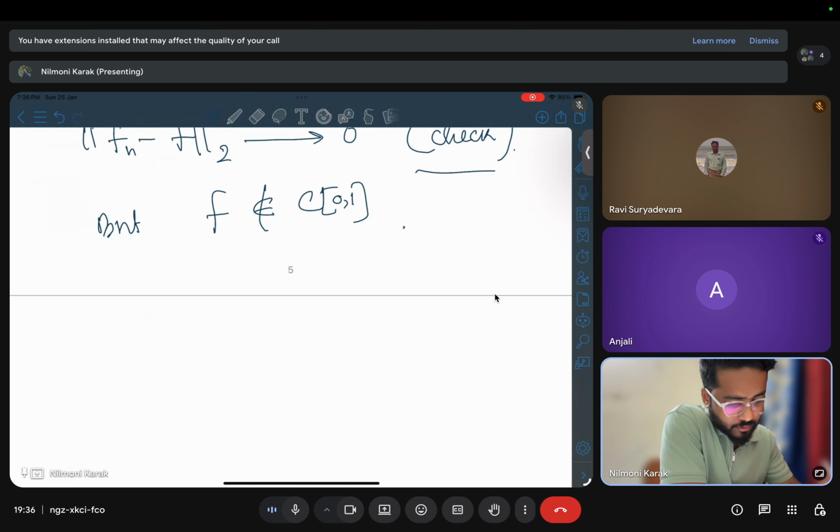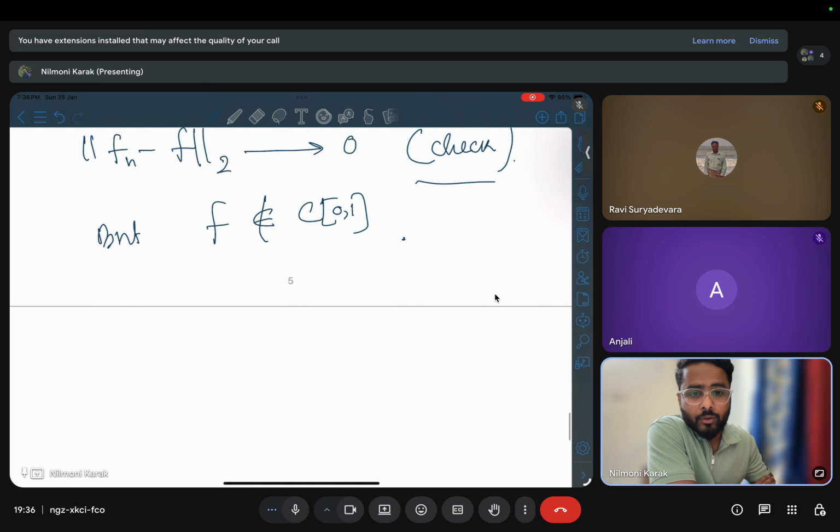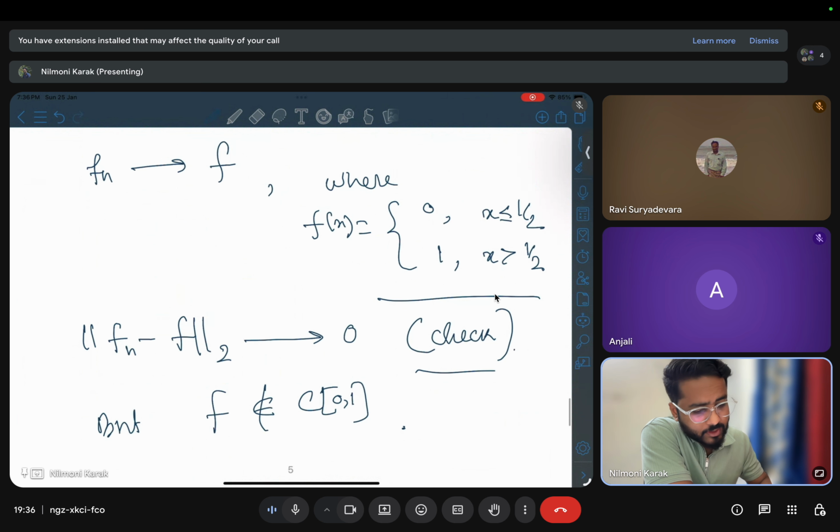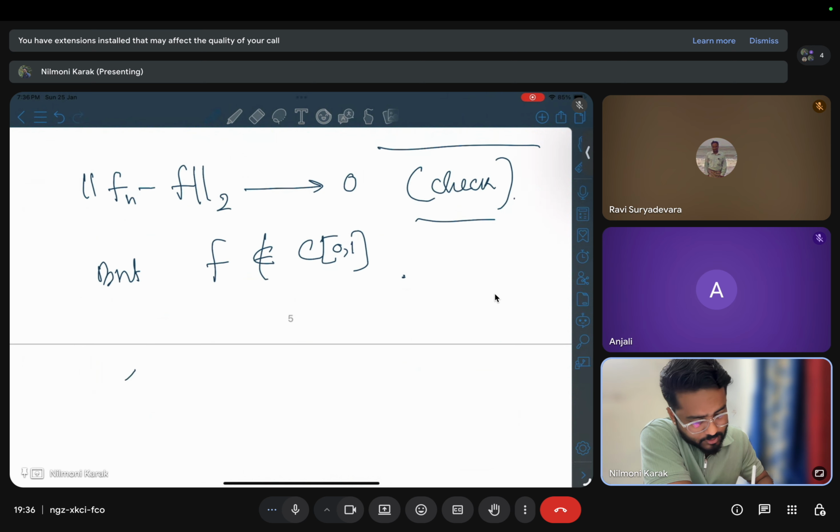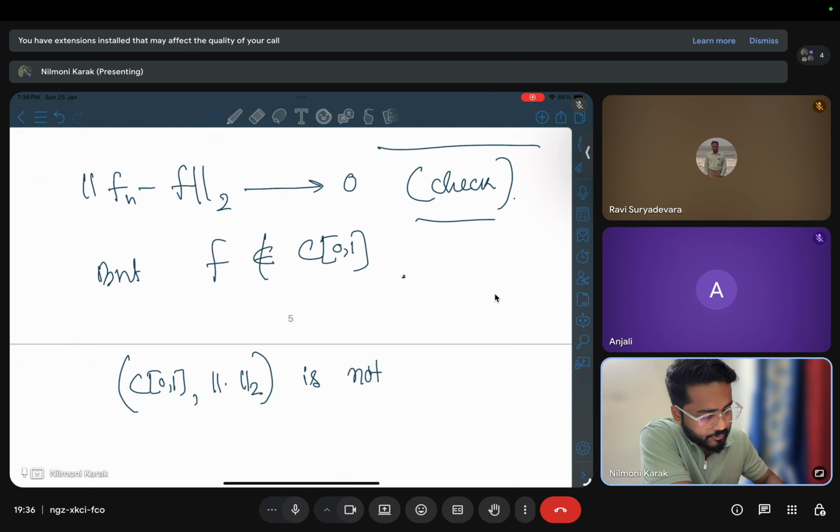f is not in C01. Okay, so from this, we are saying that C01 with respect to the norm 2 is not complete.